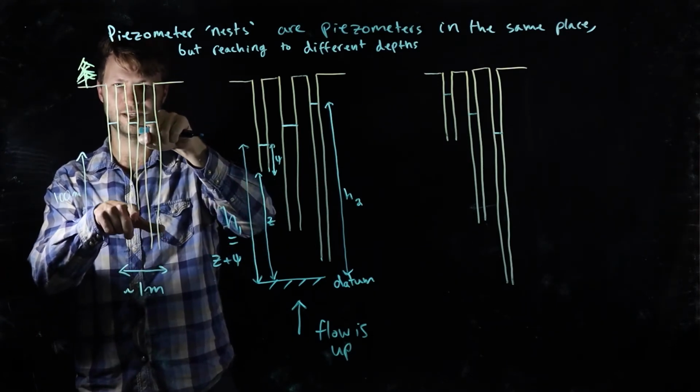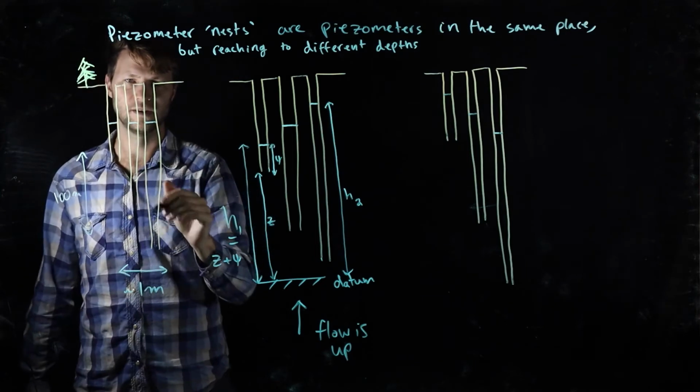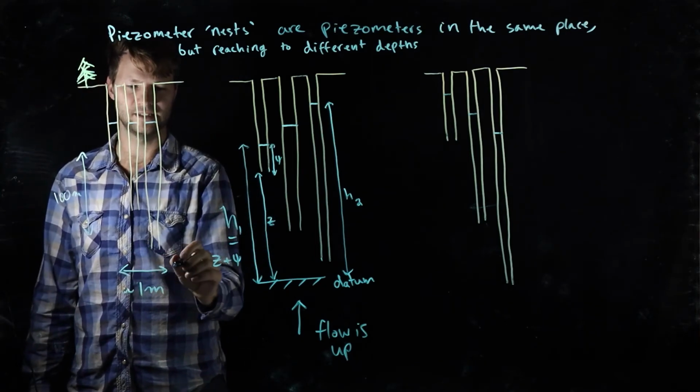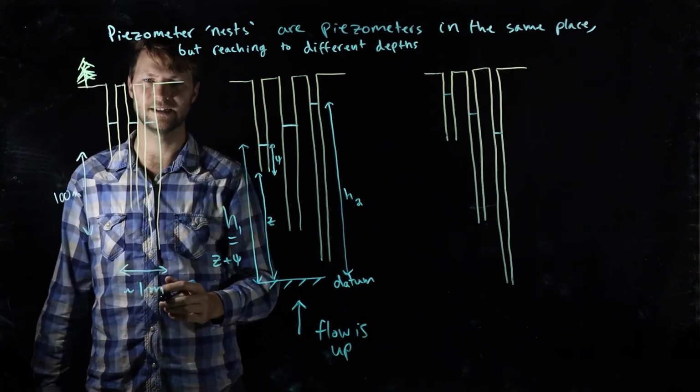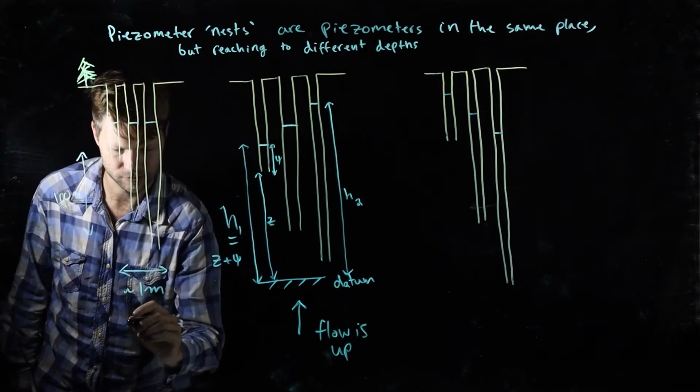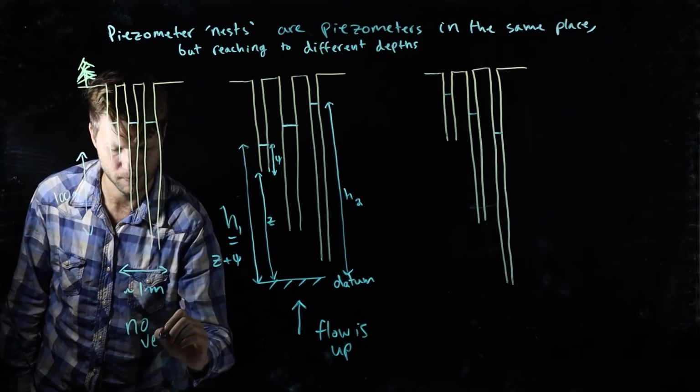In this example, if we were to draw our datum and look at the total head at each point where the piezometer is open, we would see that the total head relative to the datum is the same in each case. There's no vertical gradient in head here, and so there's no vertical flow.